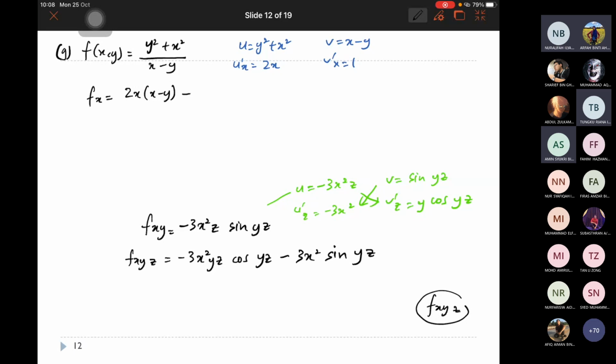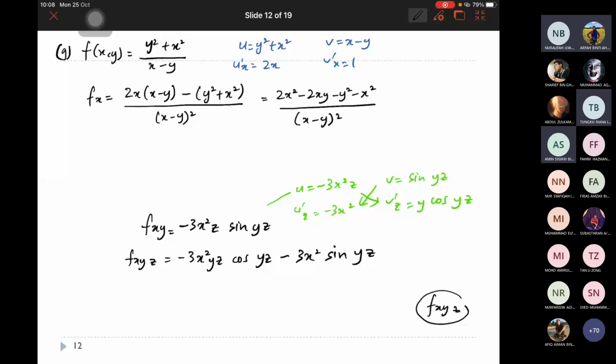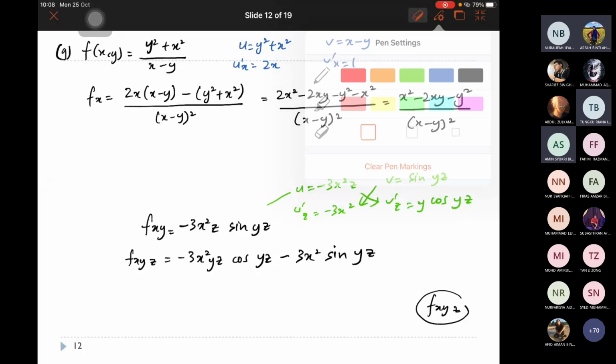minus y squared plus x squared over v to the power 2, (x minus y) to the power 2. Okay. This is 2x squared minus 2xy minus y squared minus x squared over (x minus y) squared. So it will become x squared minus 2xy minus y squared over (x minus y) squared. That is the partial derivative with respect to x.